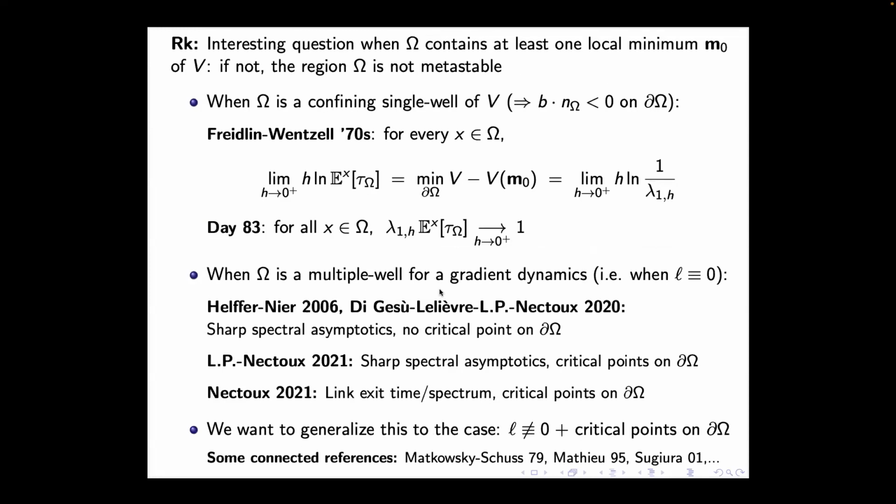Of course, this question is interesting for us only when omega contains at least one local minimum of V, because if omega does not contain any local minimum of V, the region is not metastable, since the trajectory will escape the domain quickly. And so there won't be the metastability phenomenon.